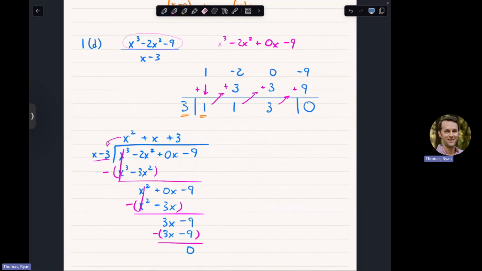So either way, what we learn is that x cubed minus 2x squared minus 9 divided by x minus 3 is x squared plus x plus 3 with no remainder.